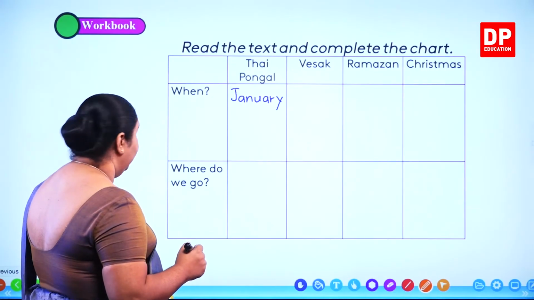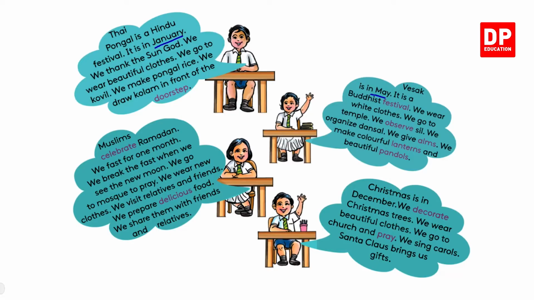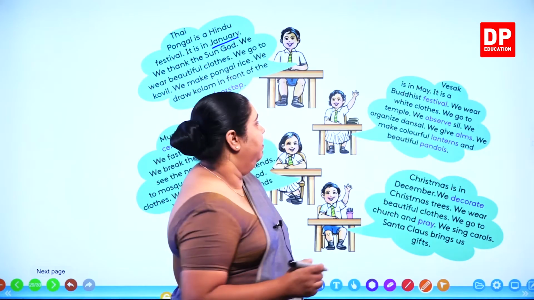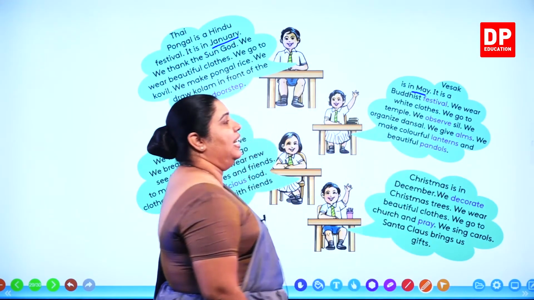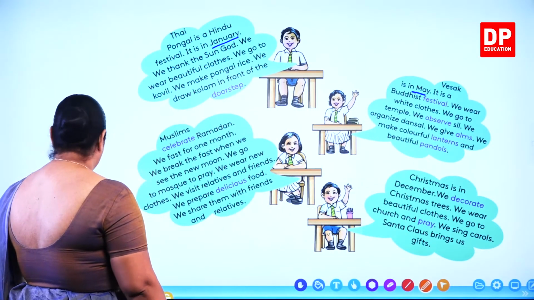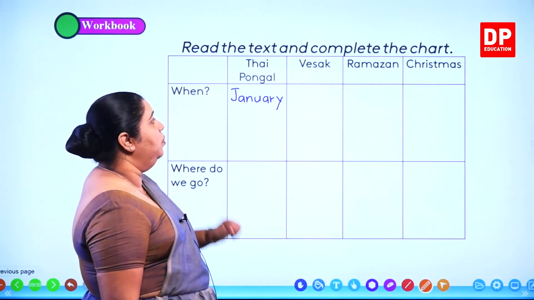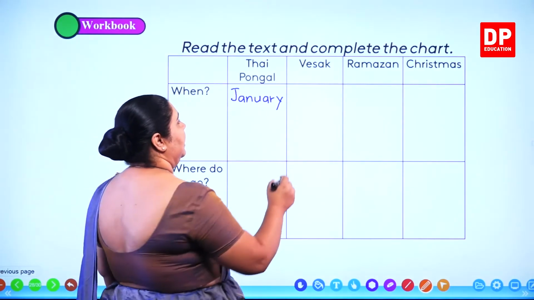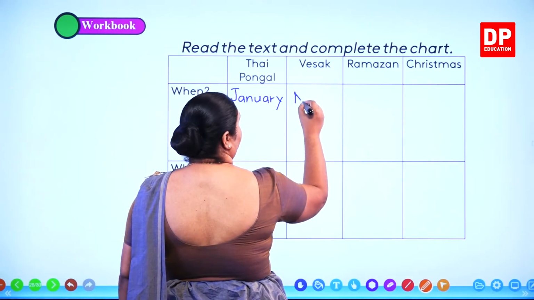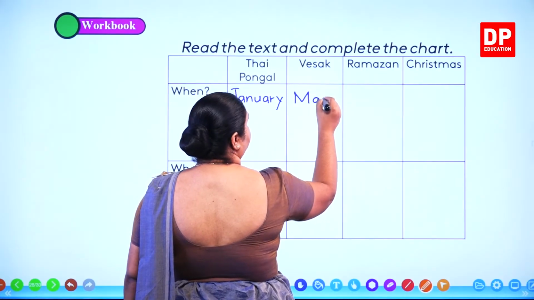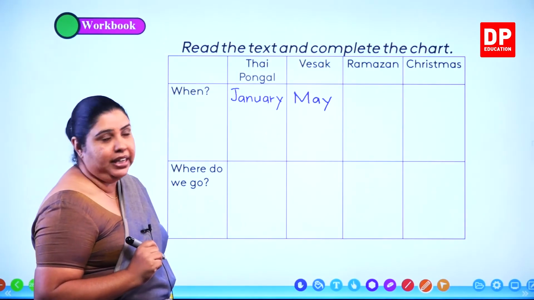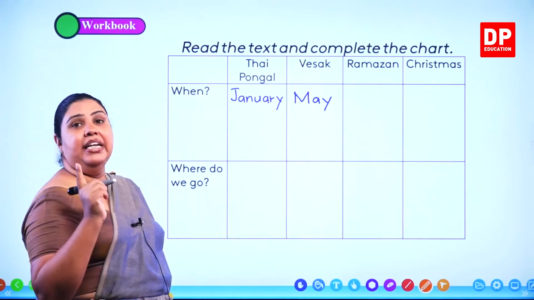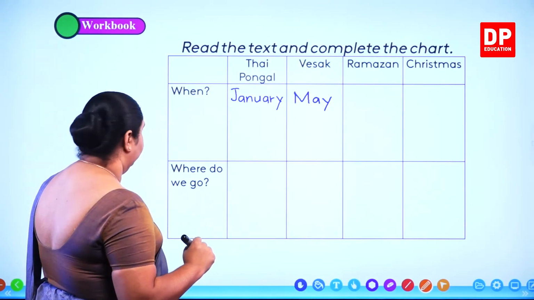Now, when is Vesak? Let's have a look at our conversations once again. Vesak is in May. It says Vesak is in May. Now we can write. Thai Pongal is in January, Vesak is in the month of May. Now, when you write the names of the months, you have to always write with a capital letter. Then, when is Ramazan? Now, take a look at this.